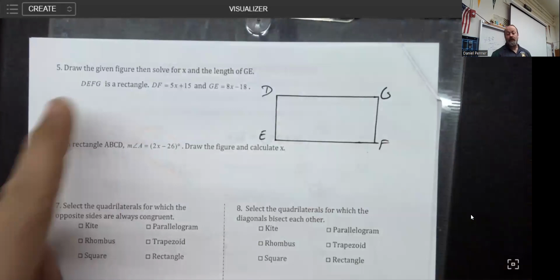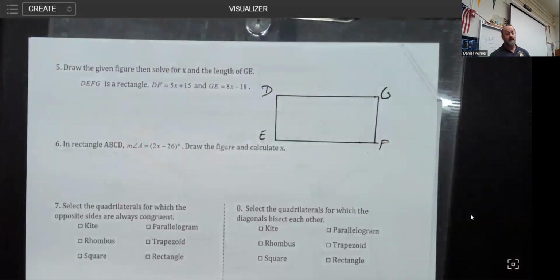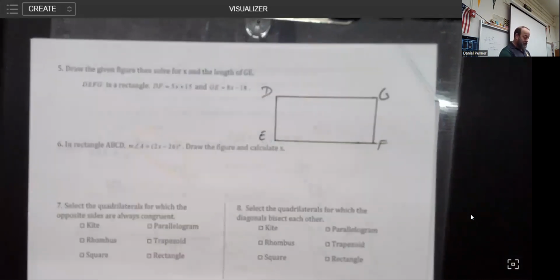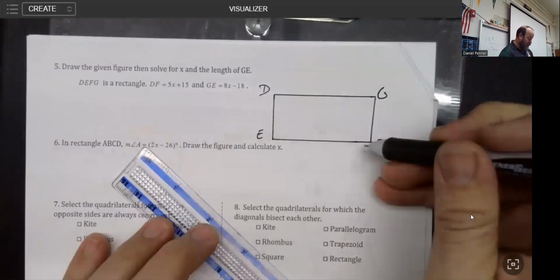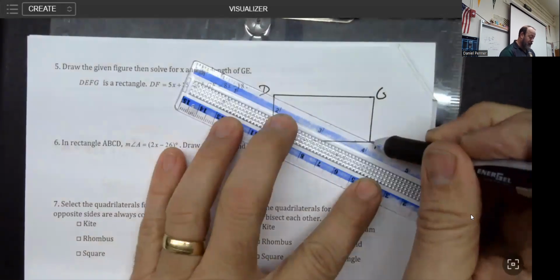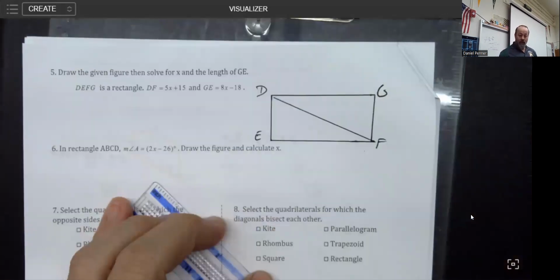And that's actually something that we've had. Some people have done a zigzag pattern. It actually is supposed to be directly in order, either clockwise or counterclockwise. Now, the interesting thing about this problem is it tells me something about DF. Well, DF then is not a side of the figure, it is a diagonal of the figure.